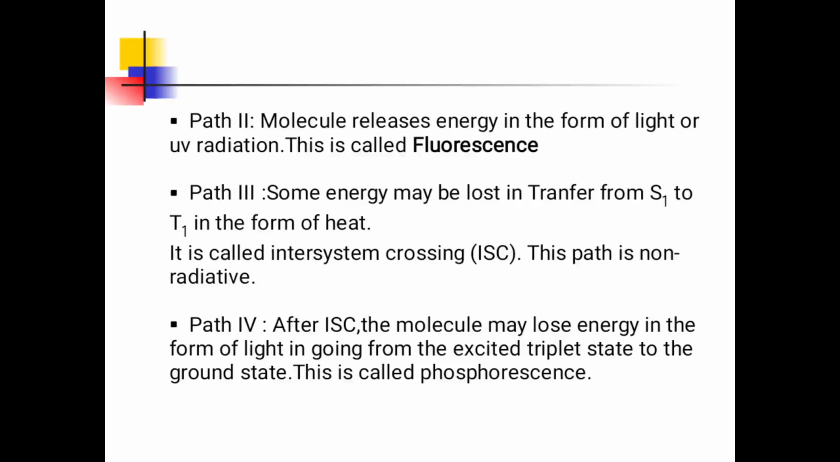This path is non-radiative. Path 4: after ISC, intersystem crossing, the molecule may lose energy in the form of light, going from the excited triplet state to the ground state. It is called phosphorescence.